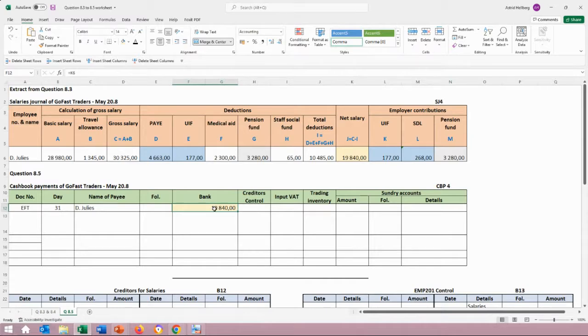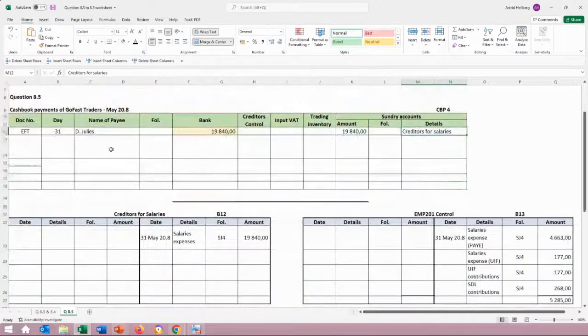But now we have to take it to what account? We have to have a contra account. Creditors control. Do we take it to that? No, we take it to creditors for salaries. Okay, so the same account name as down here. So the first entry that we do is we're going to debit creditors for salaries with 19,840 based on the bank account here.